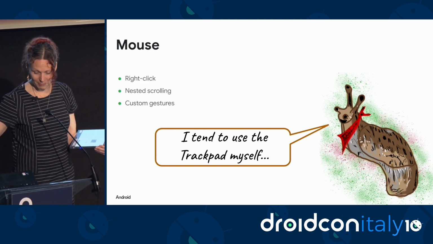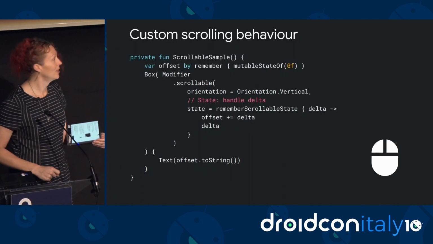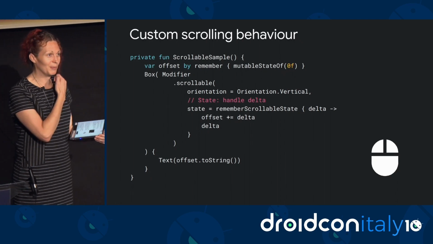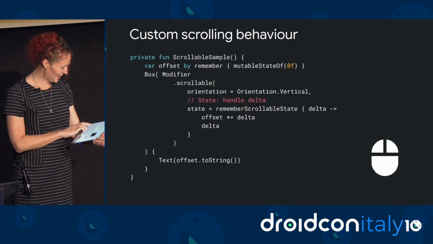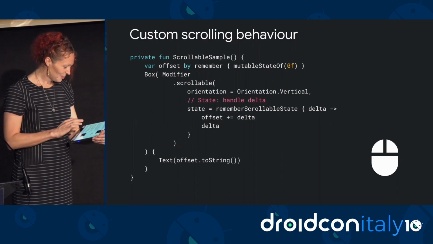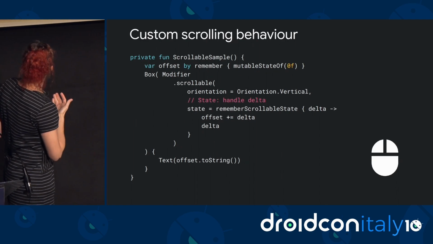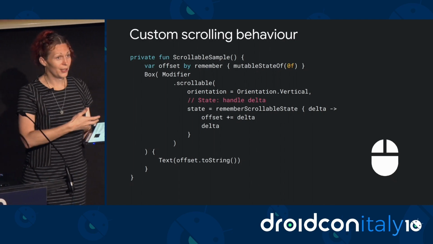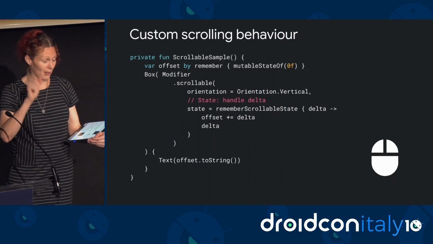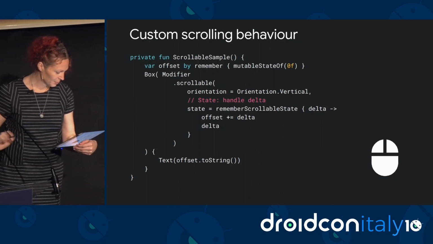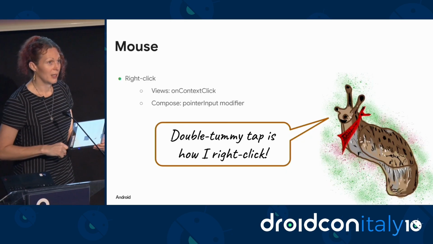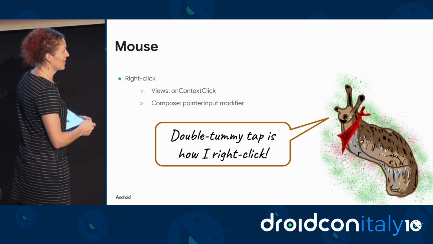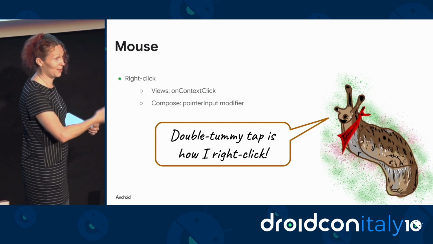And if you even have custom scrolling code, like this is kind of the classic Compose custom scrolling code, mostly taken from the docs, it just works. So you add a scrollable modifier, and you can do your custom scrolling code, and that will just work with a mouse or with an on-screen thing. And so taps and scrolling work automatically, but one thing that doesn't necessarily translate as well is right-click.